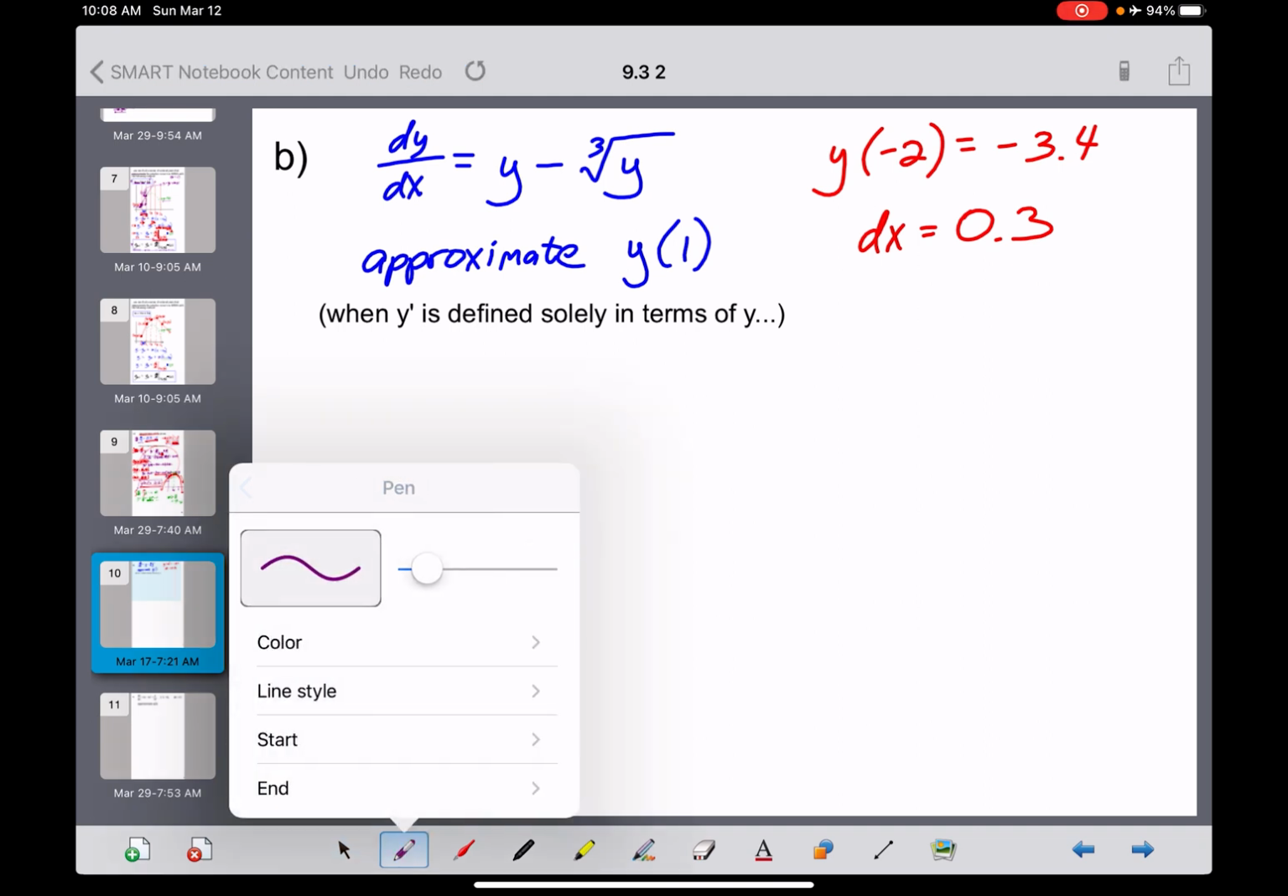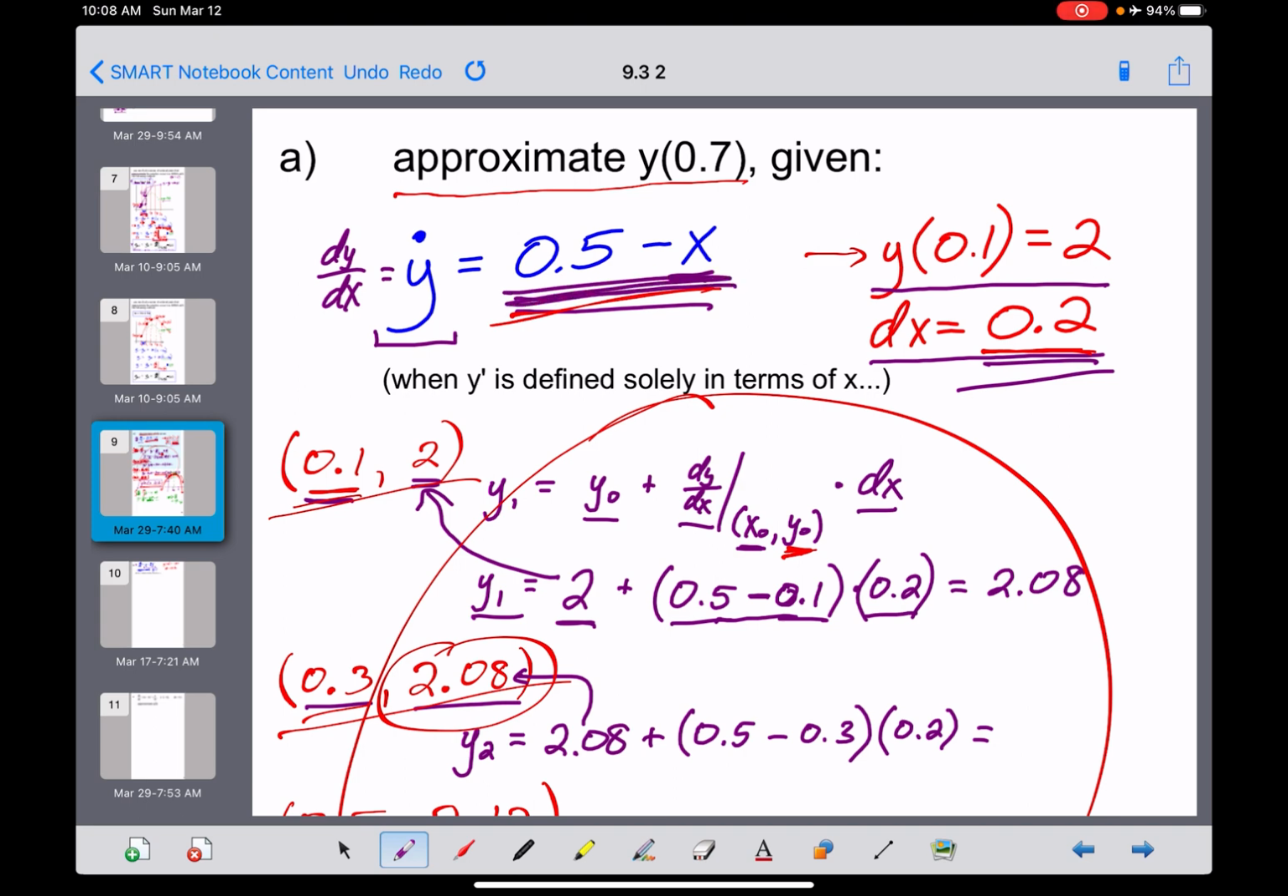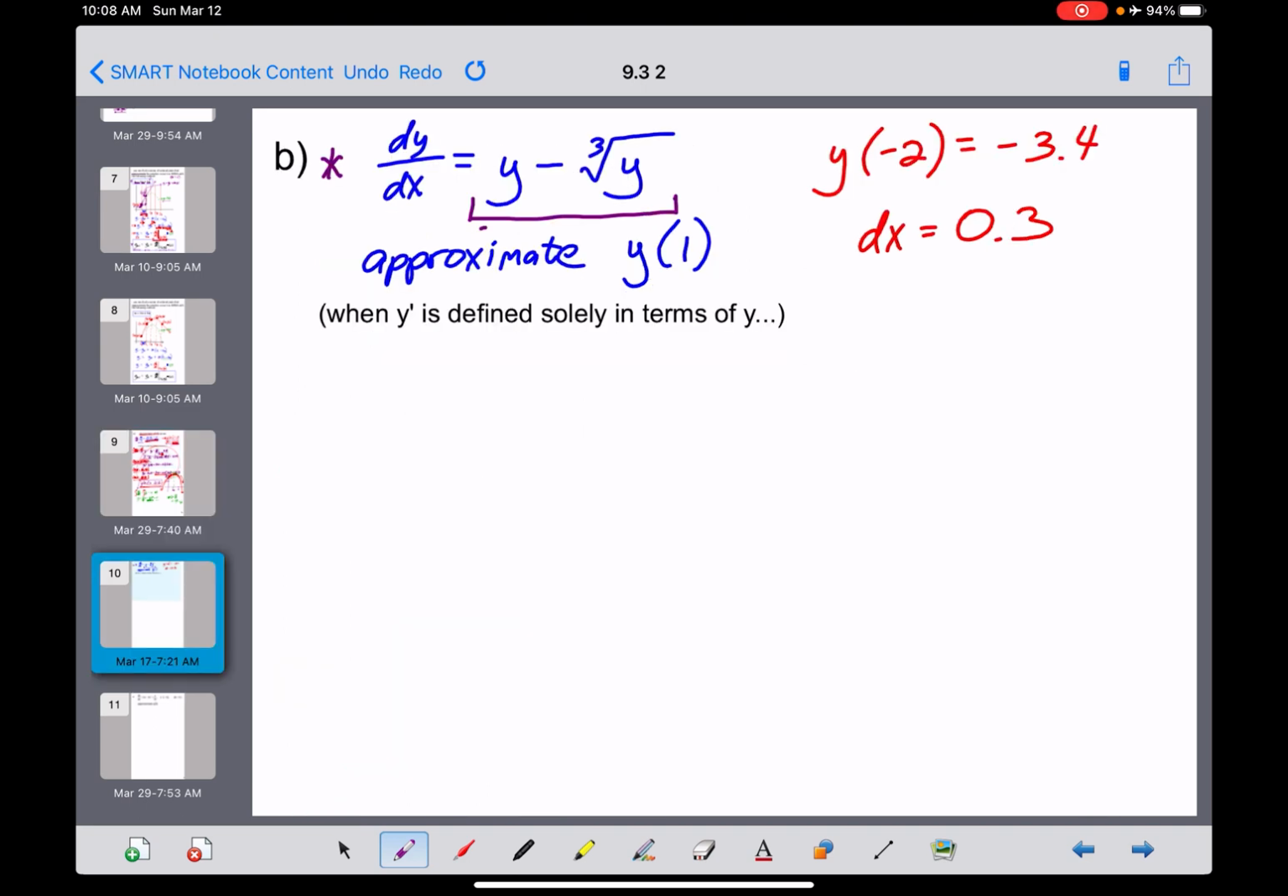So what's going on in this problem? Now we have a differential equation that is defined solely in terms of y. The previous one was just in terms of x with no y. This is the other one. This is in terms of y with no x. Here's your initial condition. The ordered pair -2, -3.4, and dx, or delta x, it's really the same thing, guys, has been given to you here as 0.3.